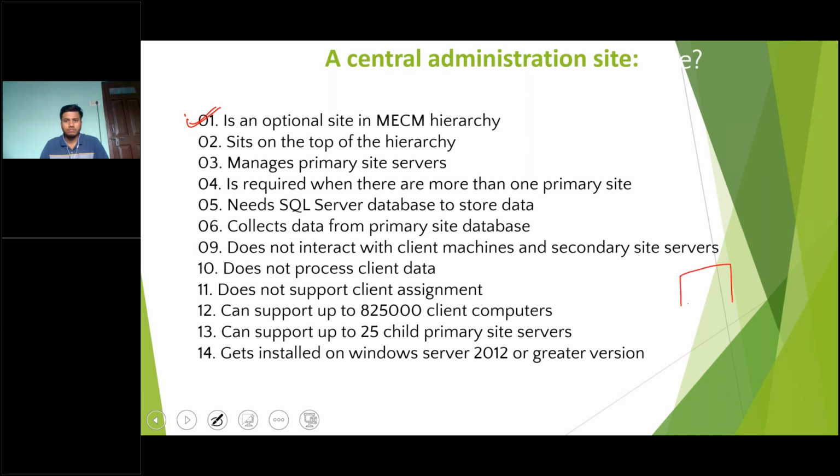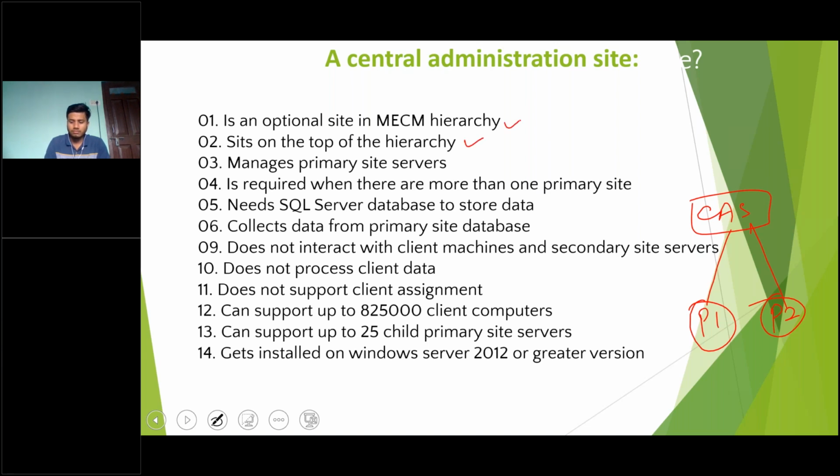Central administration site is basically needed when you have more than one primary site server. Let's say primary 1 and primary 2. So when you have more than one primary site, then only we need a central. If you just have one single primary site, then you don't install central. But the moment you add a new primary site server, then you can go with a central administration site on the top, and central will be managing primary sites. So it sits on the top of the hierarchy.